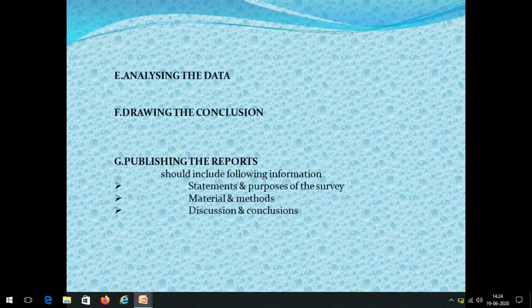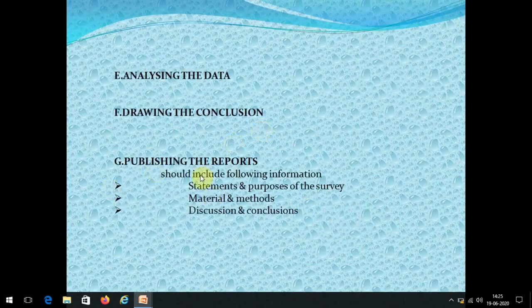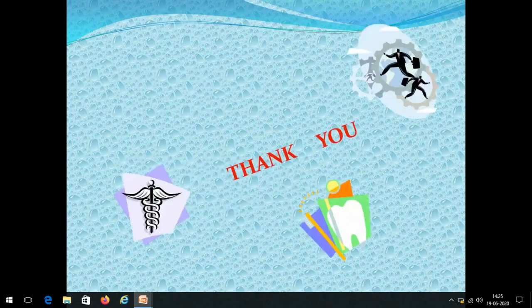After that we need to analyze the data. How do we analyze the data? It is based on risk estimation. We know how to conduct risk estimation, relative risk and odds ratio. All those parameters we have seen, and finally we need to reject or accept the hypothesis, put the conclusion, and publish our reports. So that's all about the survey method.